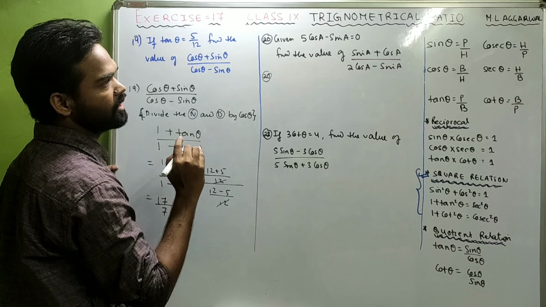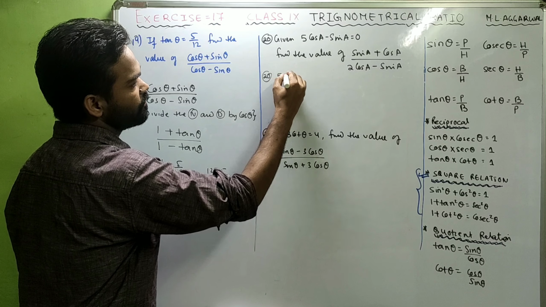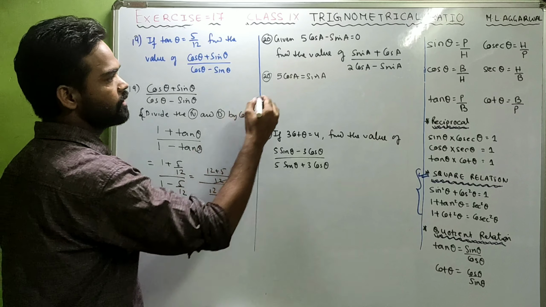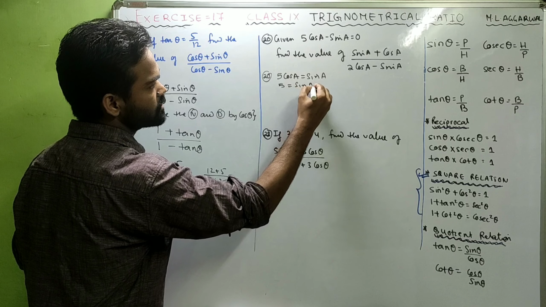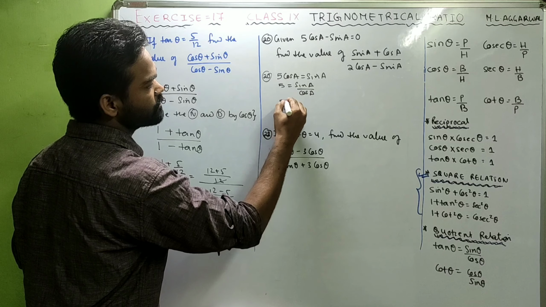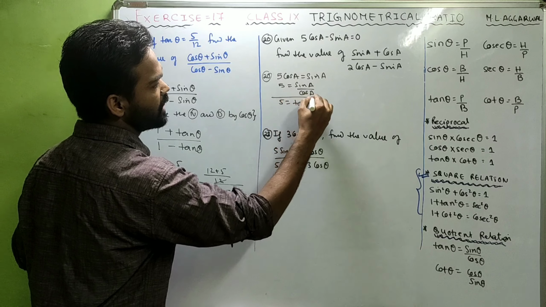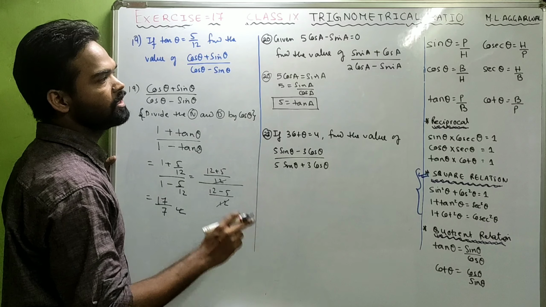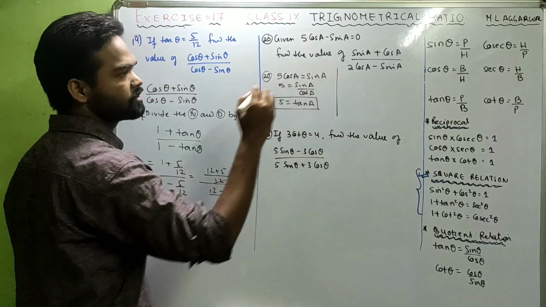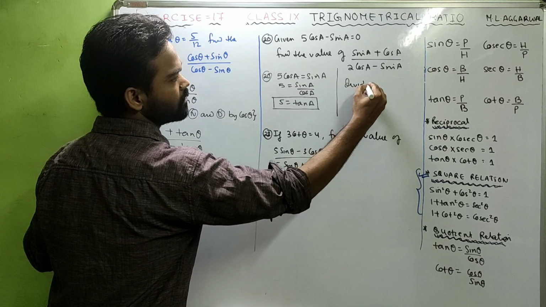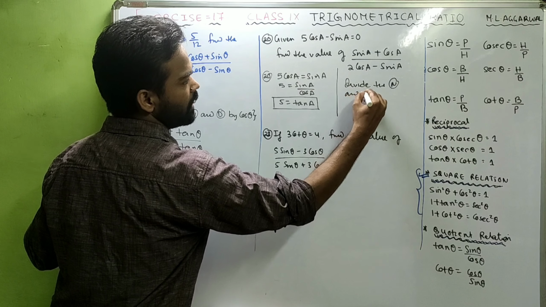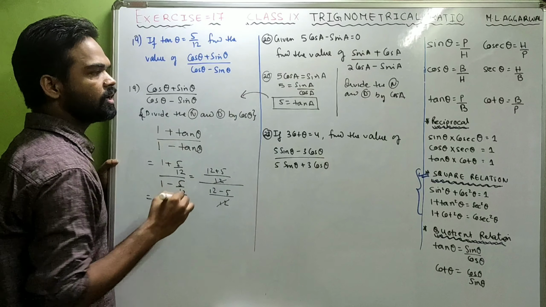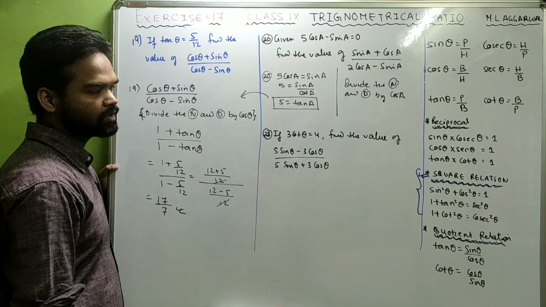5 cos A minus sin A equals to 0. So can I write 5 cos A equals to sin A? Look carefully. What is given to us? A is acute, okay? So I can write 5 equals to sin A by cos A, which is 5 equals to tan A. So we got tan A equals to 5. They have told us to find the value of sin A plus cos A by 2 cos A minus sin A. Just divide the numerator and denominator by cos A and just proceed like this. Okay? Same pattern, see? You can solve it on your own.